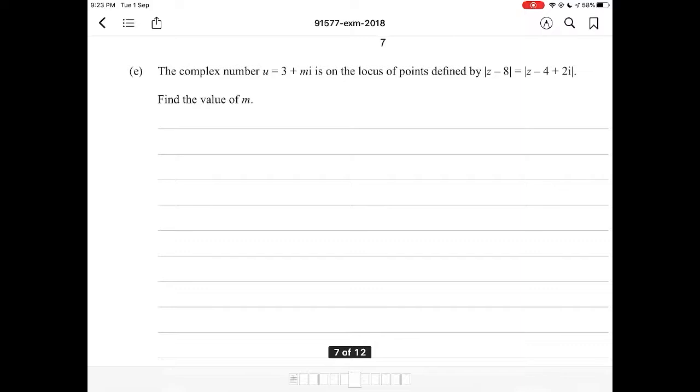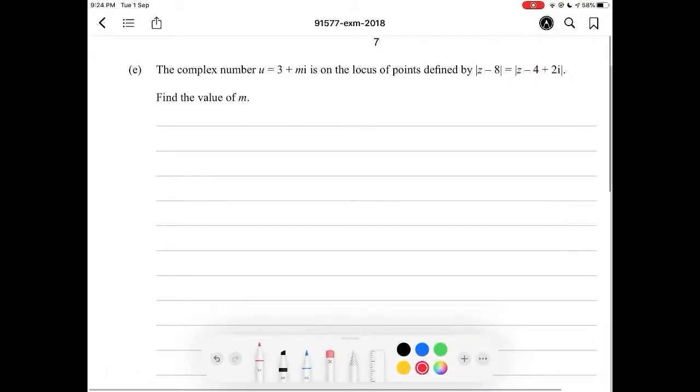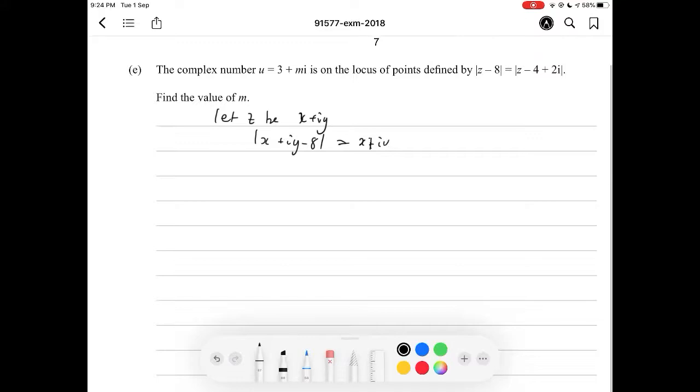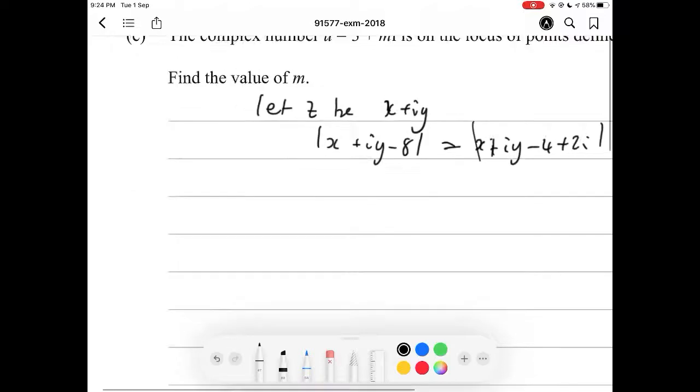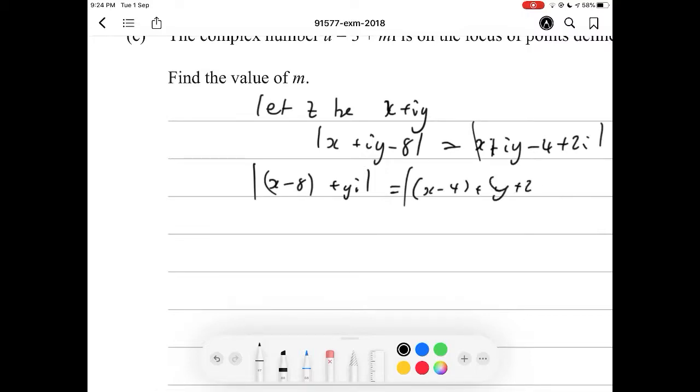Right, so question E. The complex number u plus 3mi is on the locus of points defined by the modulus of z minus 8 equals the modulus of z minus 4 plus 2i. For this question, we know z is a complex number, so let z be x plus iy. So we're going to have x plus iy minus 8 equals x plus iy minus 4 plus 2i. Now we can group the real terms together and the imaginary terms together. So x minus 8 goes together, plus yi equals x minus 4 goes together, plus y plus 2i goes together.